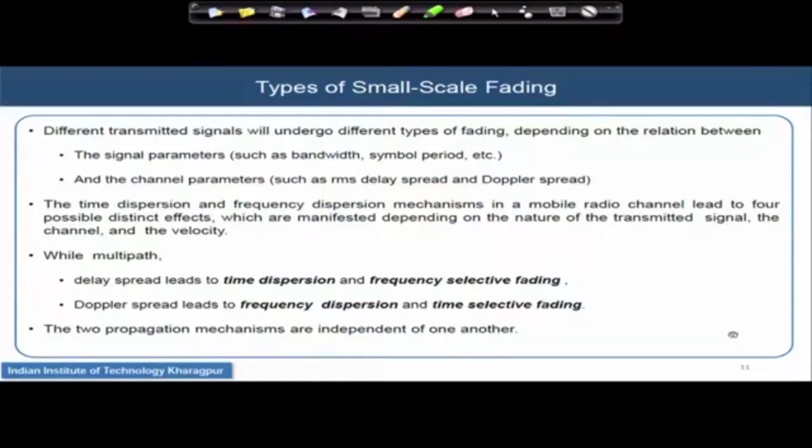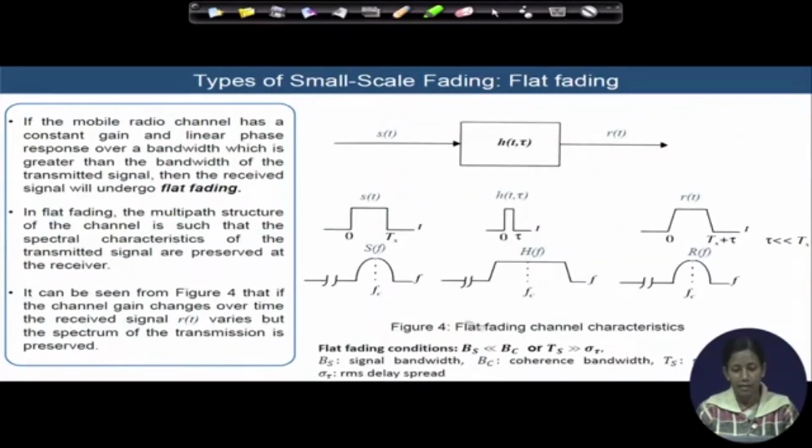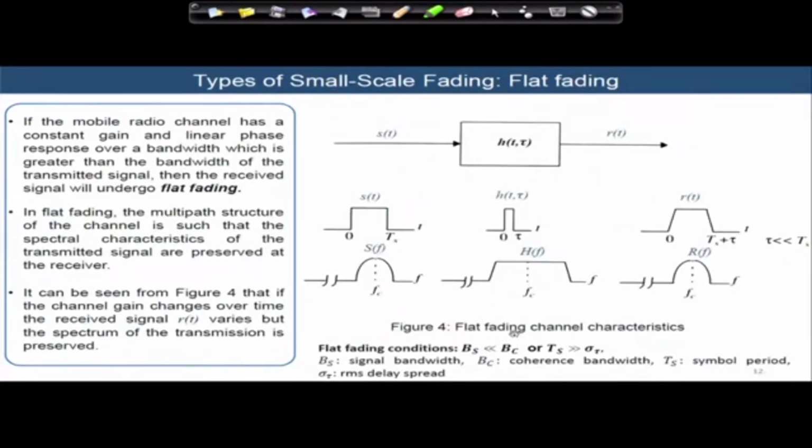And we can have several combinations of all this while in a multipath situation. For example, delay spreads can lead you to time dispersion and frequency selective fading. You can get a frequency dispersion and time selective fading. So, we take a very quick example of flat fading and frequency selective fading.